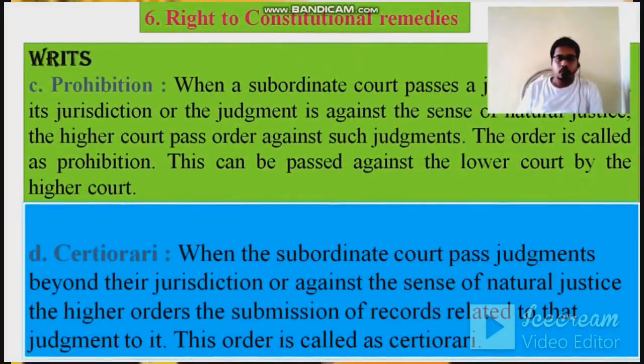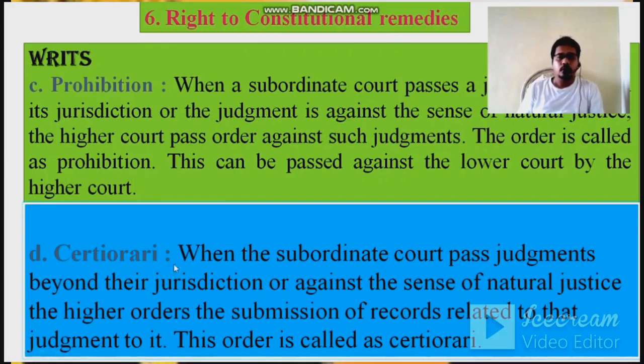Next is prohibition. When a subordinate court passes a judgment beyond its jurisdiction or the judgment is against the sense of natural justice, the higher court passes an order against such judgments. And the order is called prohibition. If any subordinate court passes any kind of judgment which is against natural justice, it means unfair justice, then the higher court can order against the judgment. This can be passed against the lower court by the higher court, not by the lower court against the higher court.